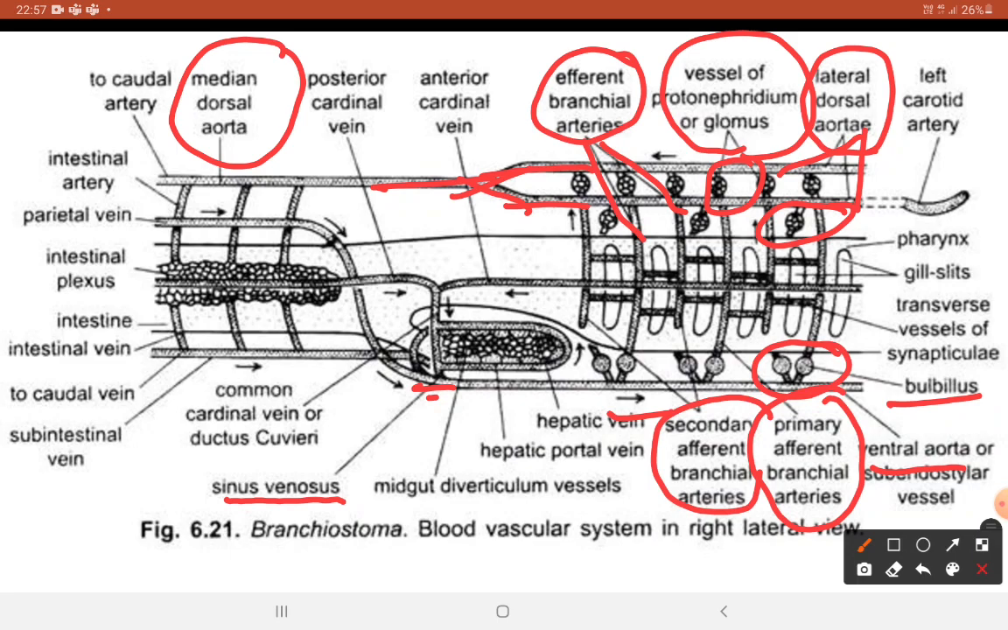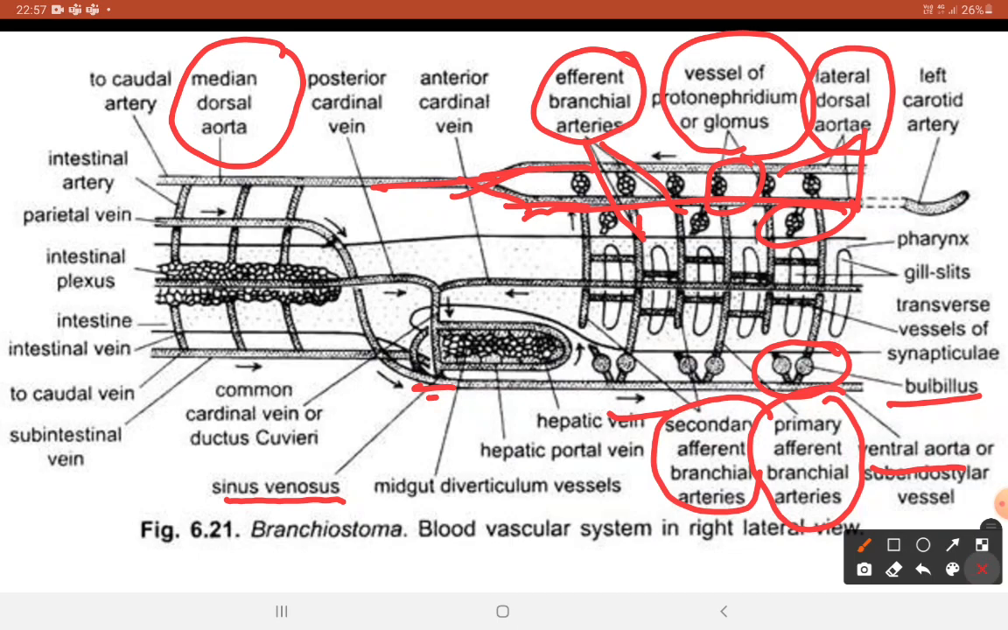Okay, so the blood flows from the sinus venosus to the ventral aorta, to the bulbuli, and from the bulbuli to the afferent branchial arteries. The afferent branchial arteries take the blood to the gills, wherein oxygenation is assumed to happen, and this oxygenated blood is taken up by the efferent branchial arteries, which form the glomerulus in the nephridia, and then join the lateral dorsal aortae, and both lateral dorsal aortae fuse to form one median dorsal aorta.